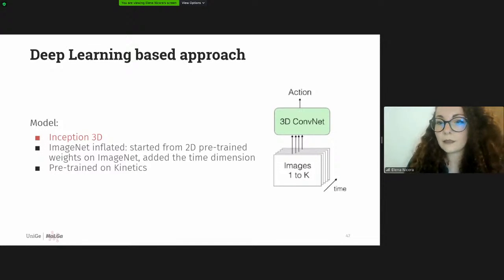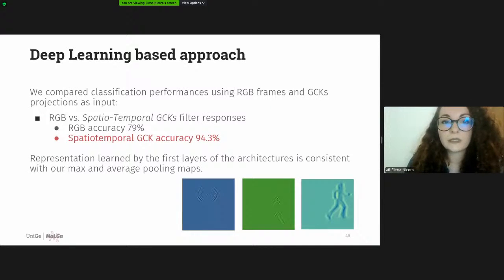pre-trained on Kinetics, and instead of using an RGB input, we decided to use the spatio-temporal Gray Code kernel filter responses. In this first experiment, we saw that comparing the performances using only RGB and only Gray Code kernels, our accuracy was much higher than the baseline using only the RGB.